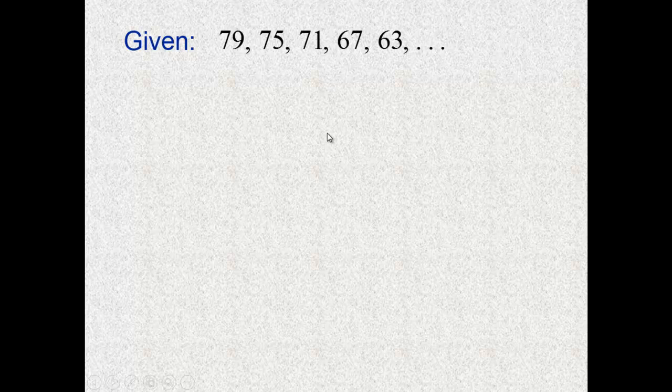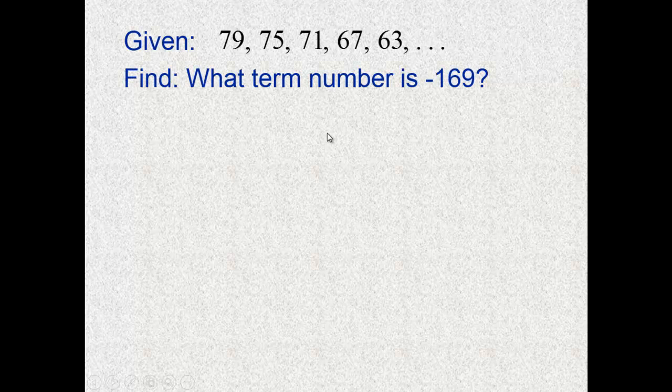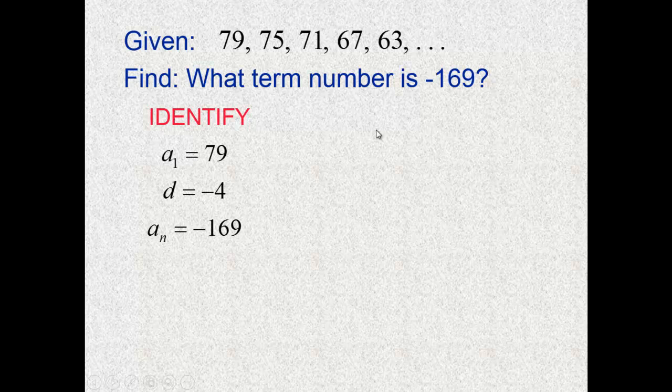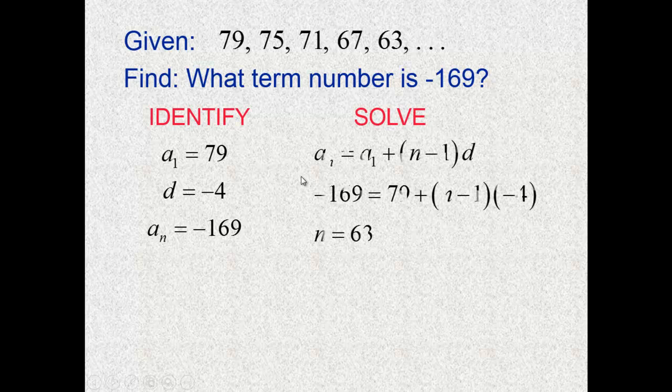Second example. The last number is -169. a_1 is 79, d is -4, a_n is -169. So, what is n? Just substitute into the formula. a_n is -169, a_1 is 79, and d is -4, so n is 63.